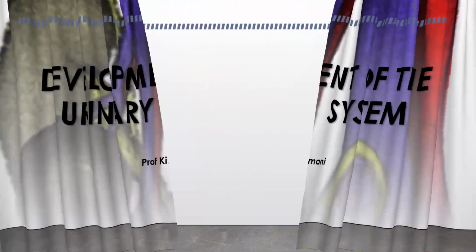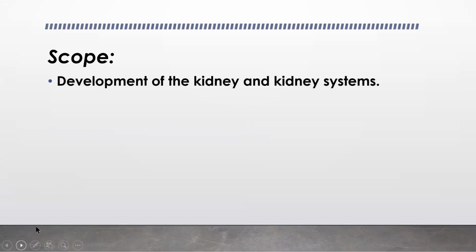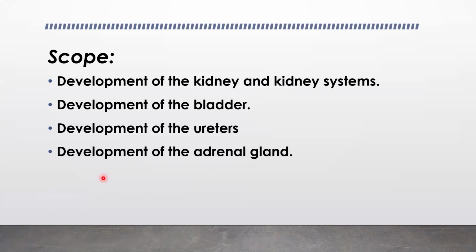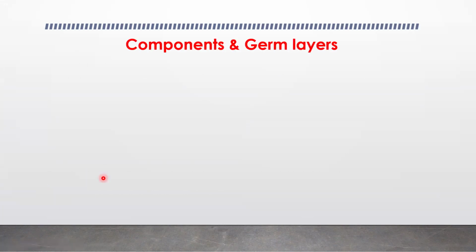So today we'll be going to talk about the development of the kidney and the kidney systems, then talk about the development of the bladder, then talk about the development of the ureters, the development of the adrenal glands, and then look at some of the congenital anomalies that we know of the urinary system.